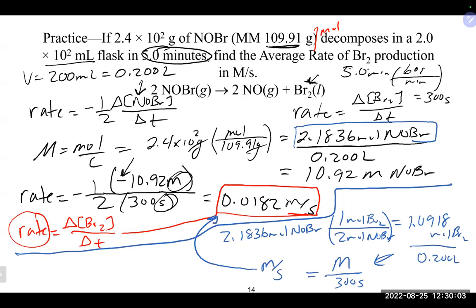So you could do it as a stoichiometry problem and then roll it into the kinetics part of it, or you could just do 1 over the coefficient and it bundles it all together in one calculation. Any questions on any of that there?